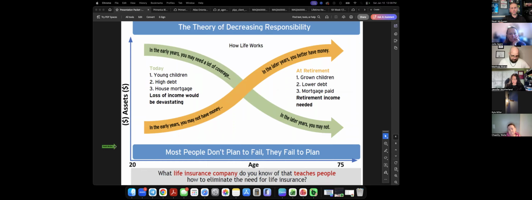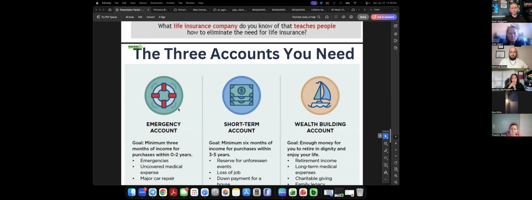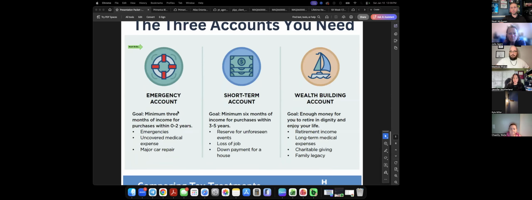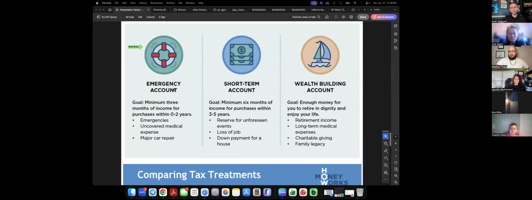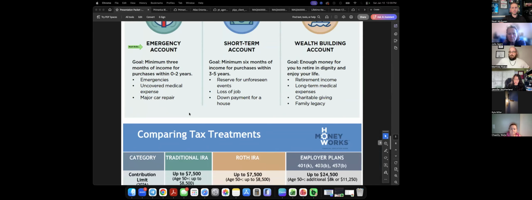So age is on the bottom, y-axis is your money over time. And so instead of just having someone trying to visualize it, I just put it on here. Okay. And then the last piece or the last couple of pieces, right? The three accounts you need: your emergency fund, your short term, which is your money market, and then your wealth building account, your retirement accounts.